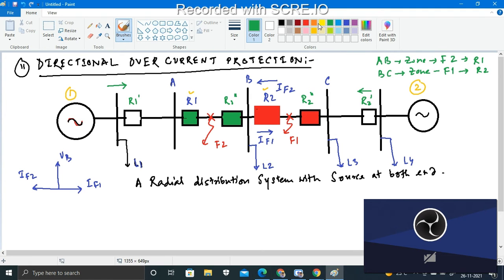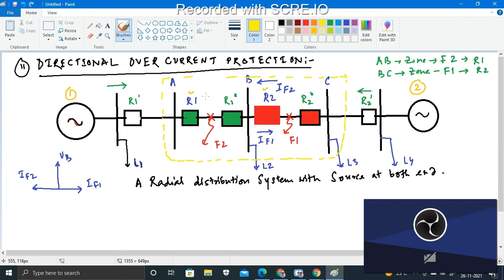This is not a mesh because this is open. This is not a mesh loop because this is open, so we have taken only this into consideration, right? You can get only this resistance of this particular zone of protection. We need to check only here, so this is very easy.